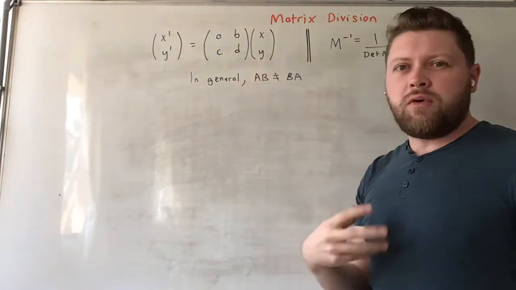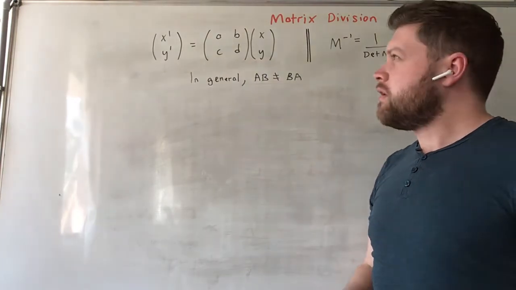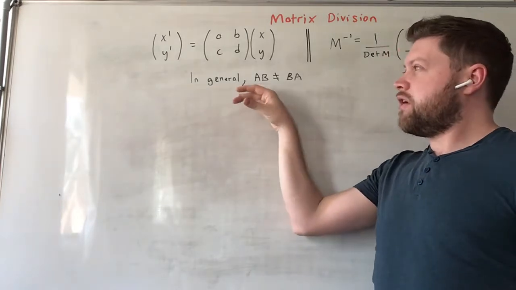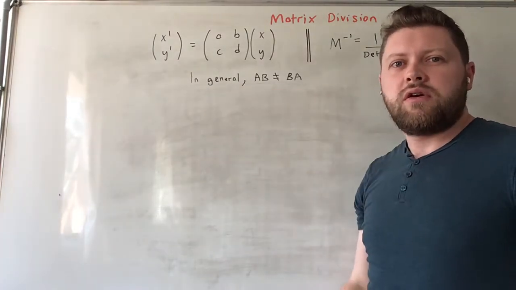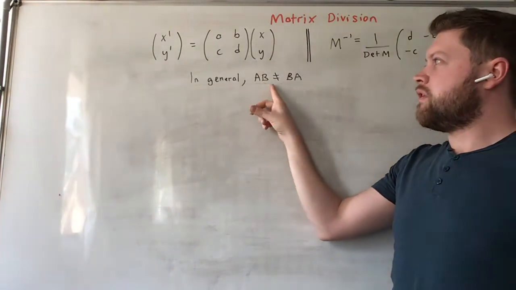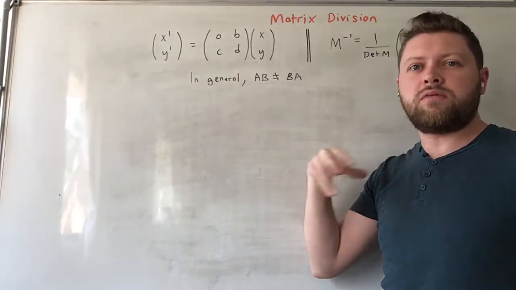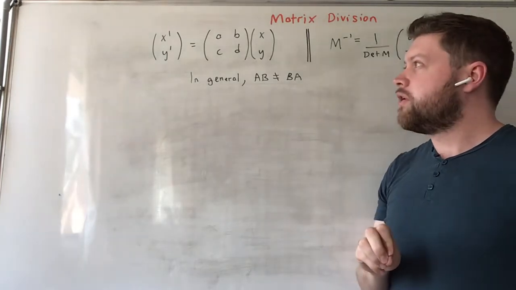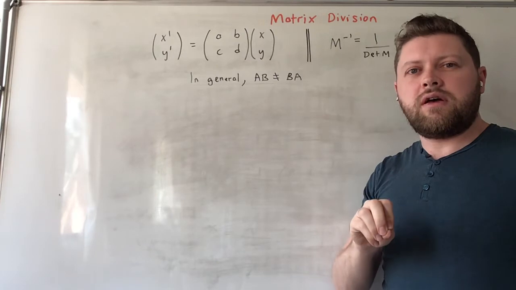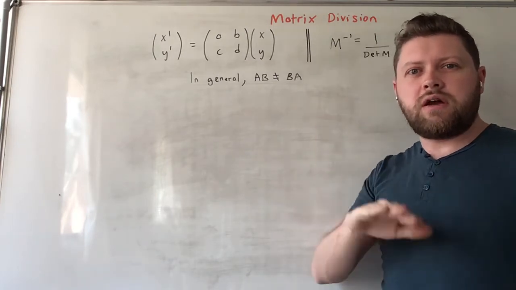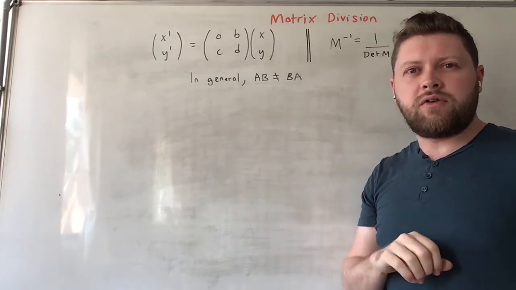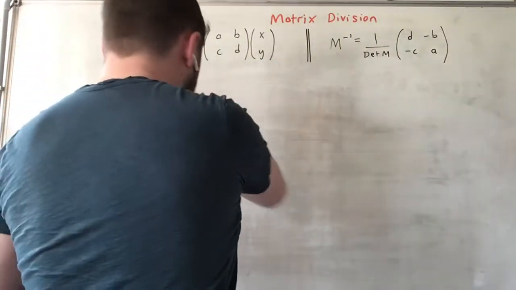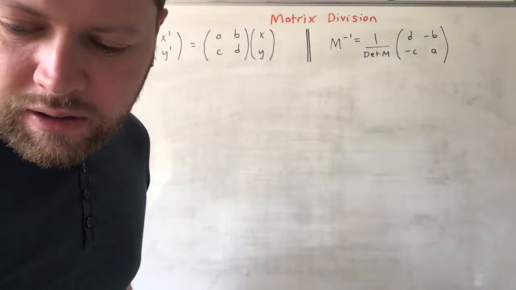Before we explore how you go about dividing a matrix, I just want to remind you that in general matrices are non-commutative. So in general, A times B is not the same as B times A. Sometimes it can be the case, but in general it's not the case. So you have to be careful when you're multiplying matrices, which side you're multiplying first. That matters.